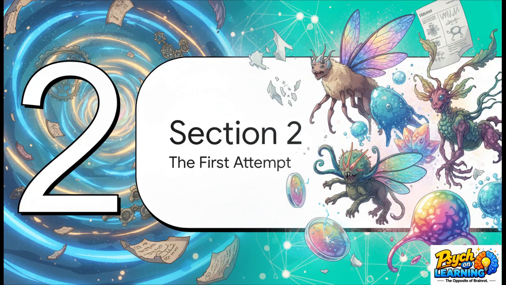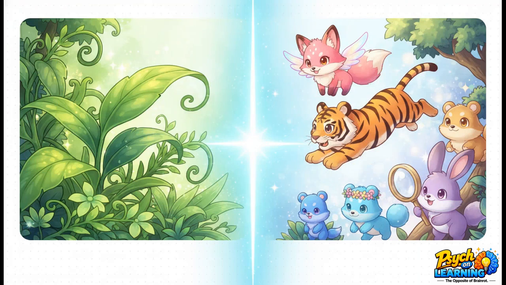Moving right along to Section 2, the first attempt and the rule breakers. You know, getting the whole world organized definitely didn't happen overnight. Let's travel back in time to the year 1758. A scientist named Linnaeus made the very first attempt to sort out the world. He created what we call the two-kingdom classification. Basically, he divided all living organisms into just two massive groups, Kingdom Plantae for plants and Kingdom Animalia for animals.